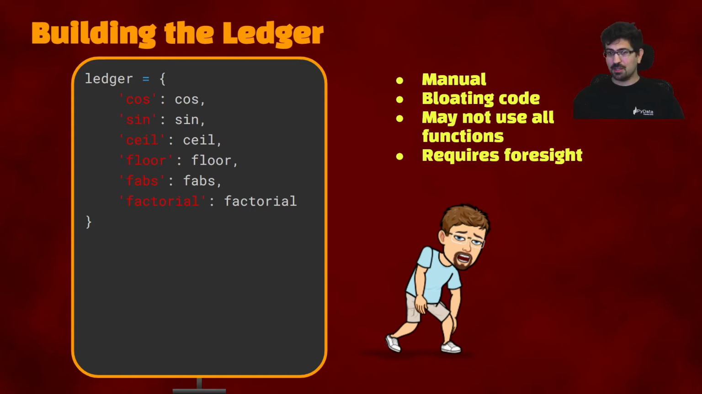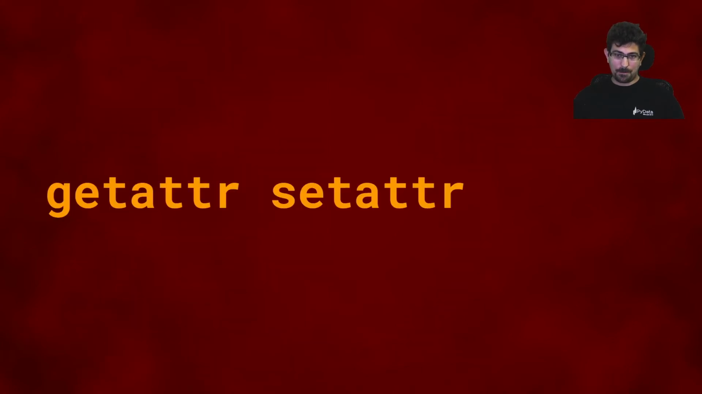It's manual, first of all. It's bloating the code, right? Because if you're building a ledger at the beginning of the code, you can take many lines of just building a dictionary. It also requires foresight because we may not use all the functions, and we may try to put some functions in the ledger that the user will want to use. So we need to find a better way.